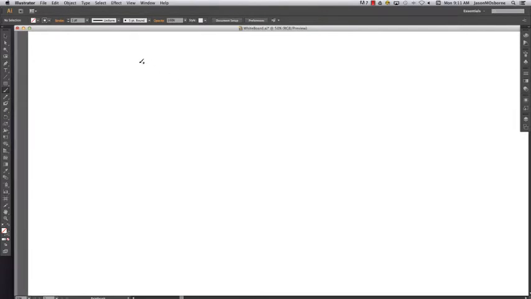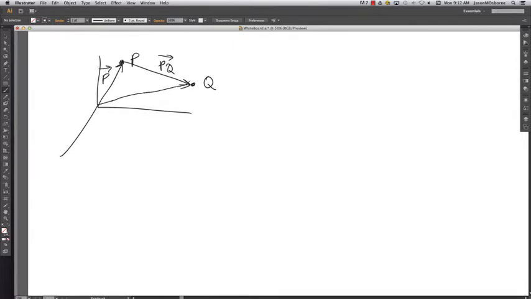So let me draw another picture of that. So let's say we have these 2 points given, P and let's say we've got the point Q. We know that this is the vector P to Q. And we know that this is the vector P. And this is the vector Q.